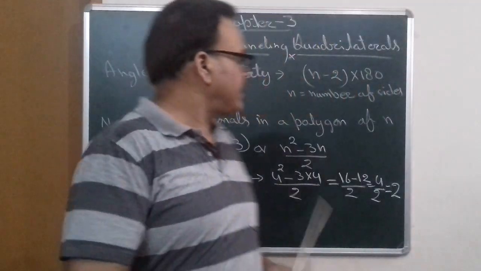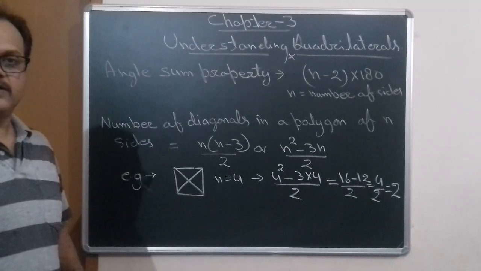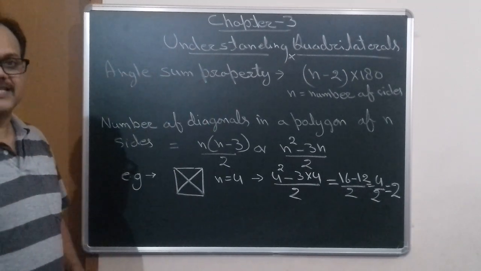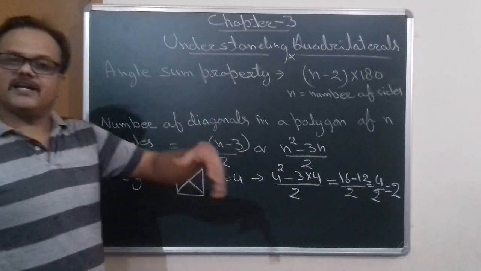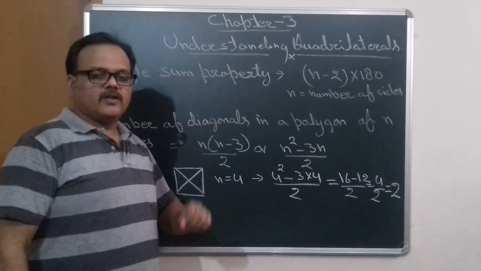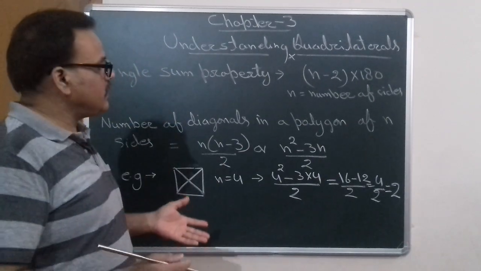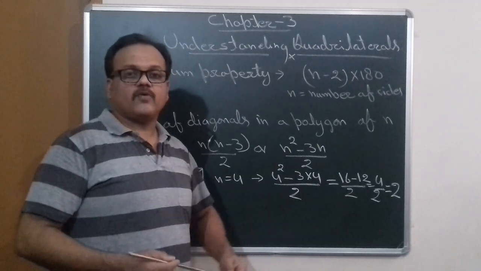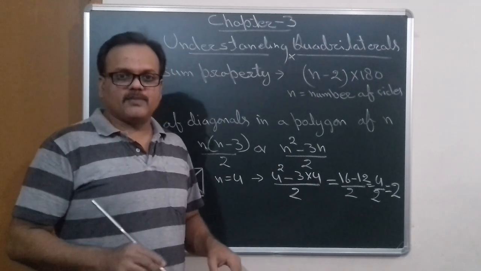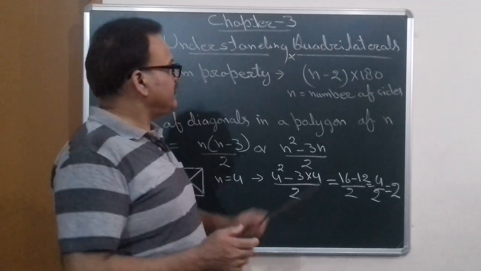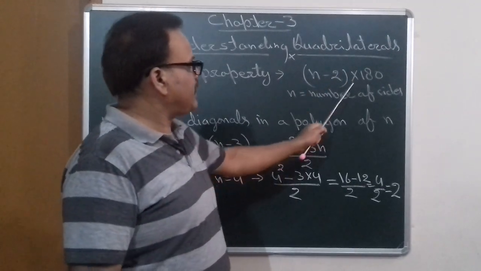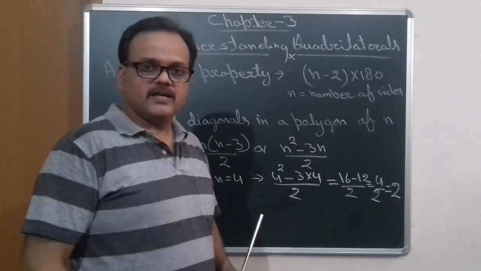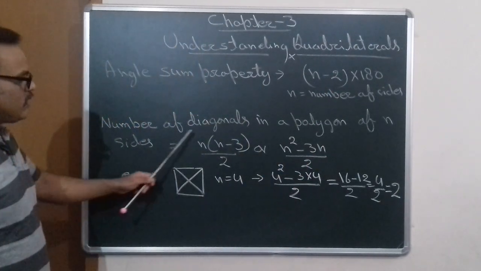Now students, the next point is angle sum property. We already saw in previous classes that the angle sum property of a triangle is 180. Now if the figure is not a triangle, but a quadrilateral, pentagon, hexagon, heptagon, then how can we find the sum of all the interior angles? For that we have (n minus 2) multiplied by 180, where n is the number of sides. Clear?